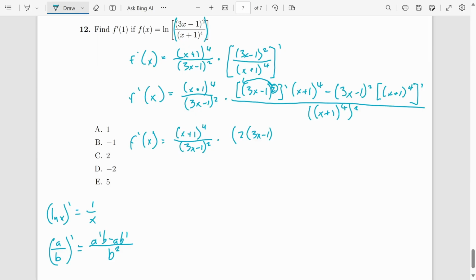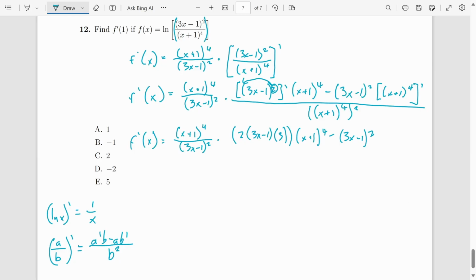And then we do have to do chain rule. We have to multiply by the derivative of the inside, and the derivative of 3x is 3. Derivative of minus 1 is 0. So we multiply that by 3. So this is times (x + 1)^4 minus (3x - 1)^2 times this derivative now, (x + 1)^4.